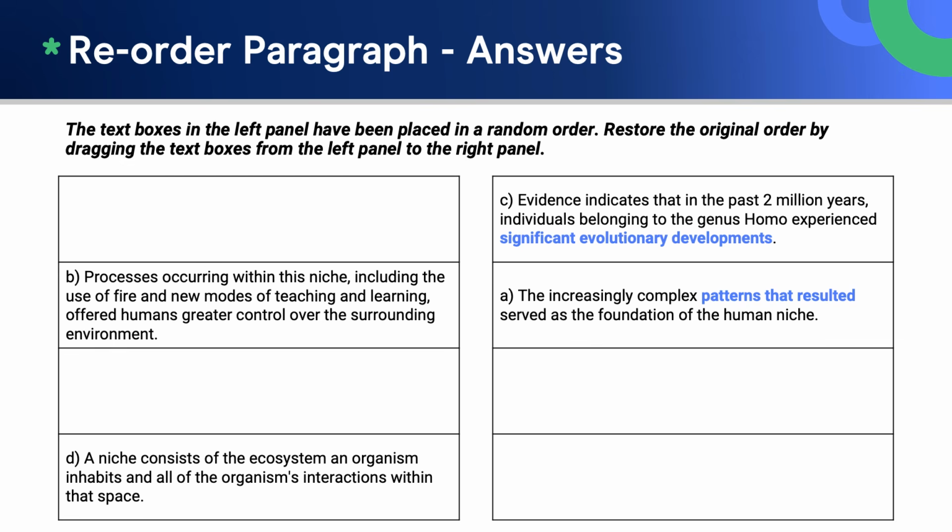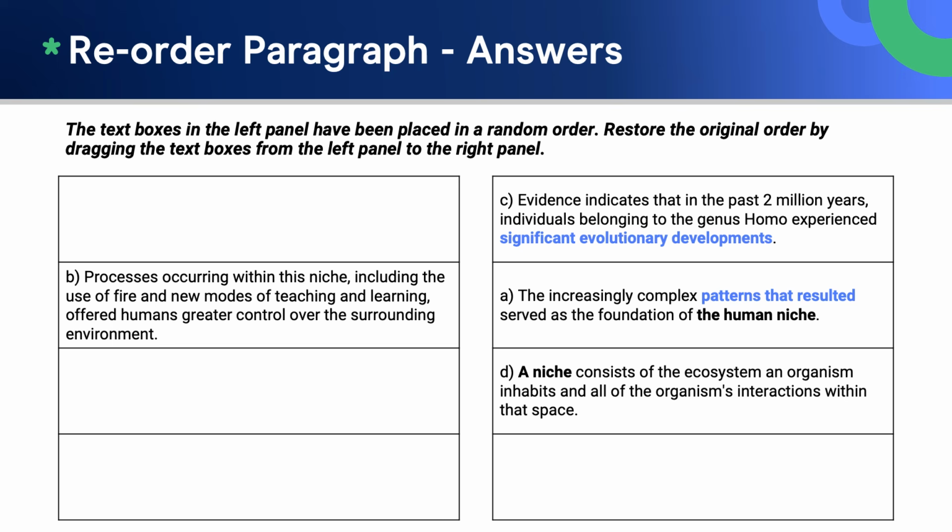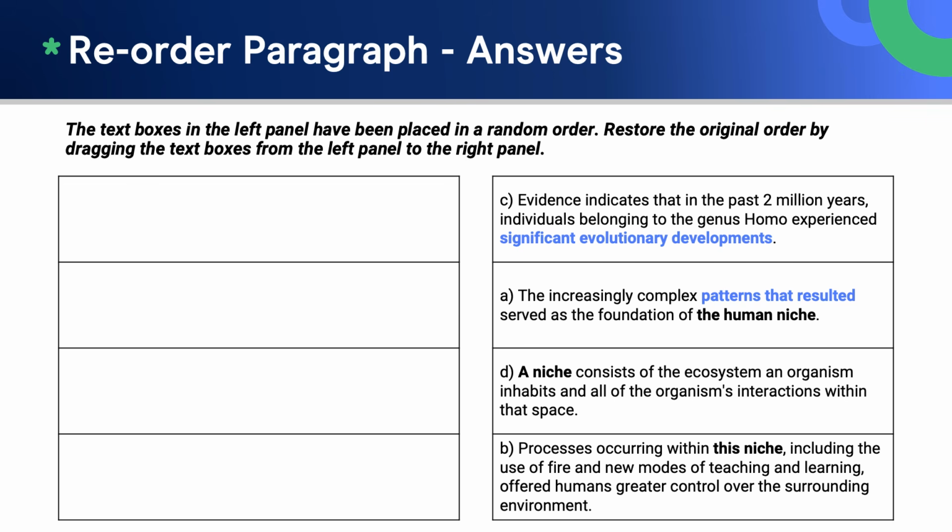The second sentence is A. You can see how the meaning of significant evolutionary developments carries on to the phrase patterns that resulted. The next sentence is D, and you can see this connection between A and D with the word niche. This leaves the final sentence, which is B, and you can see the word niche used again, this time with the adjective this before it. So we have the human niche followed by a niche followed by this niche.